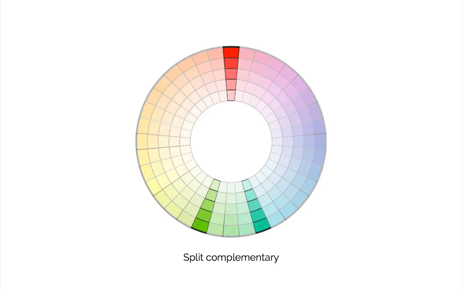A scheme with one hue plus two others equally spaced from its complement is called split complementary. This color scheme has the same strong visual contrast as the complementary color scheme, but has less tension.